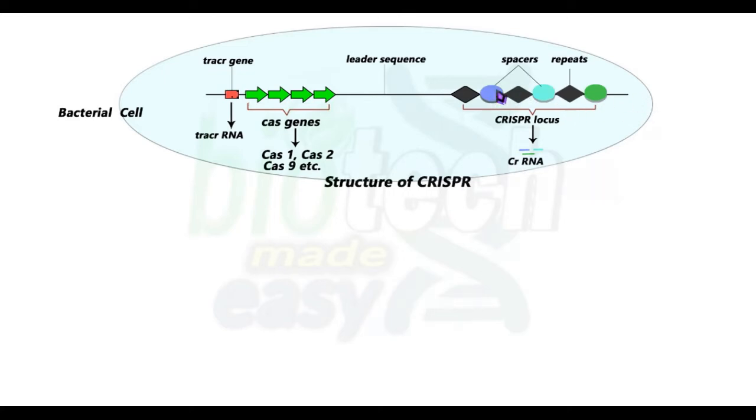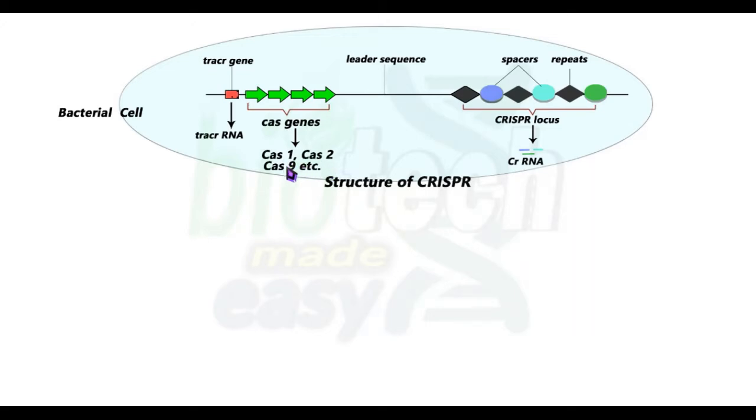This is quite interesting. And then you can see the leader sequence. This is AT rich. Adjacent to the leader sequence, there are Cas genes. Cas is C for CRISPR and AS for associated, so that means CRISPR associated genes. These CRISPR associated genes form different types of Cas proteins like Cas1, Cas2, Cas9, etc. Out of these, Cas1 and Cas2 are universally present in all types of CRISPR-Cas systems.